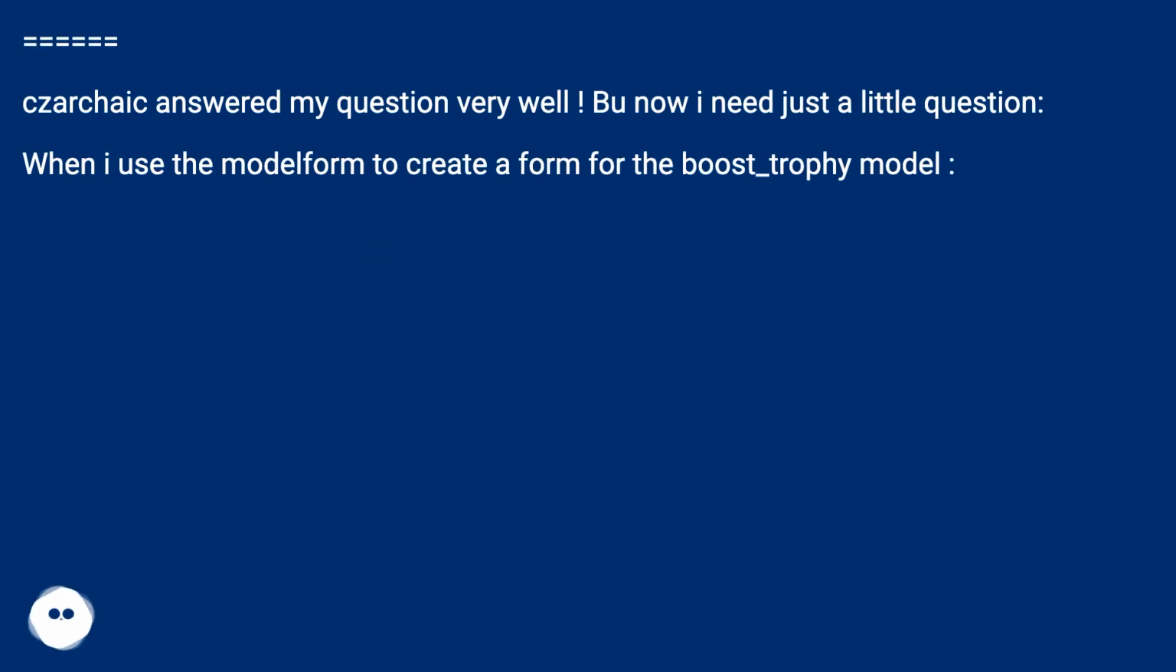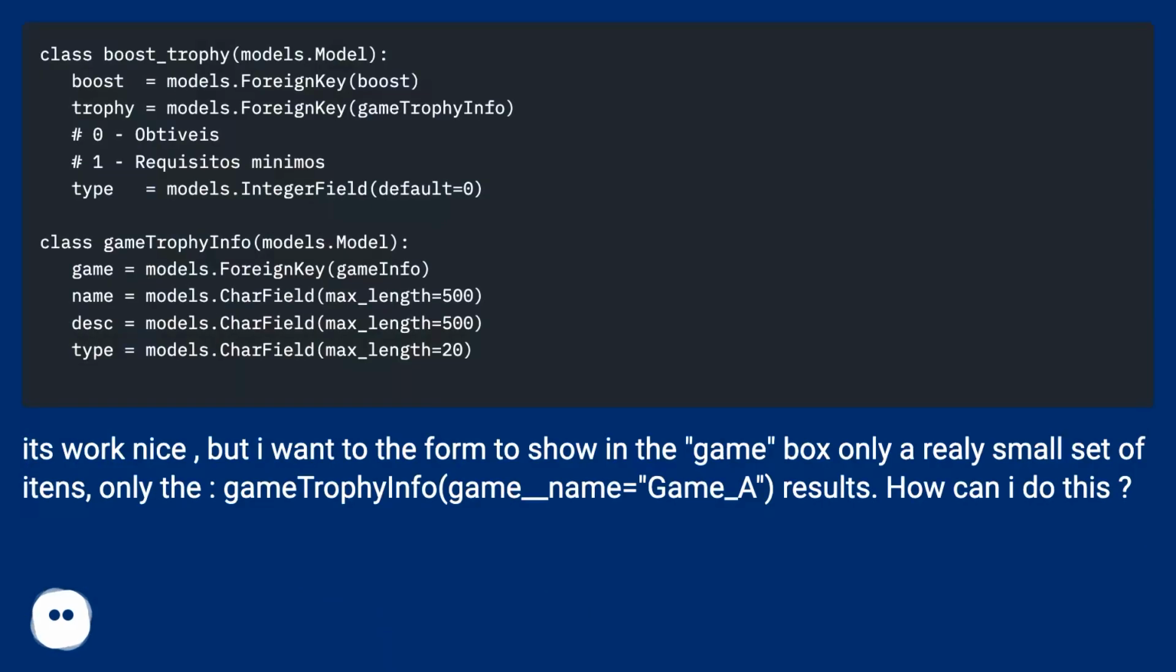Shashaic answered my question very well. Now I need just a little question. When I use the model form to create a form for the boost_trophy model, it works nicely, but I want the form to show in the game box only a really small set of items, only the game info with game_name equal to game_a. How can I do this?